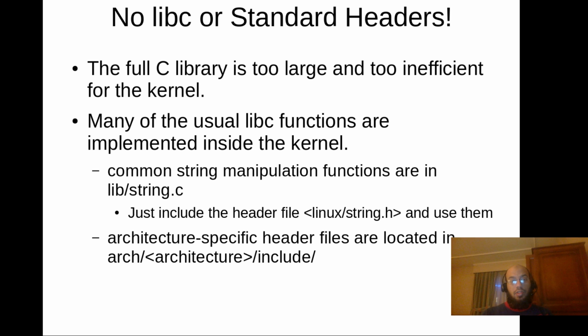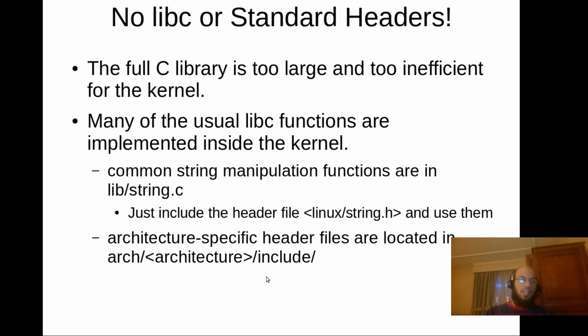So, for example, the common string manipulation functions are in /lib/string.c. And the slash here is not your home slash, is not your root slash, but rather the Linux kernel slash. So when you download the source code, you will find the tree structure that we just mentioned. And in this tree structure, you'll find lib/string.c.